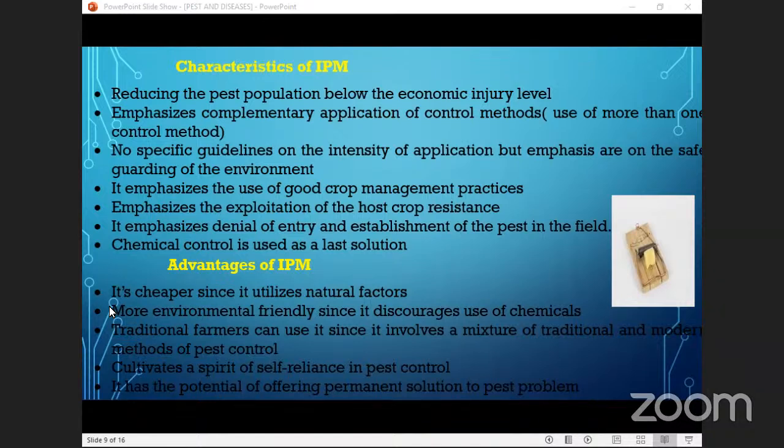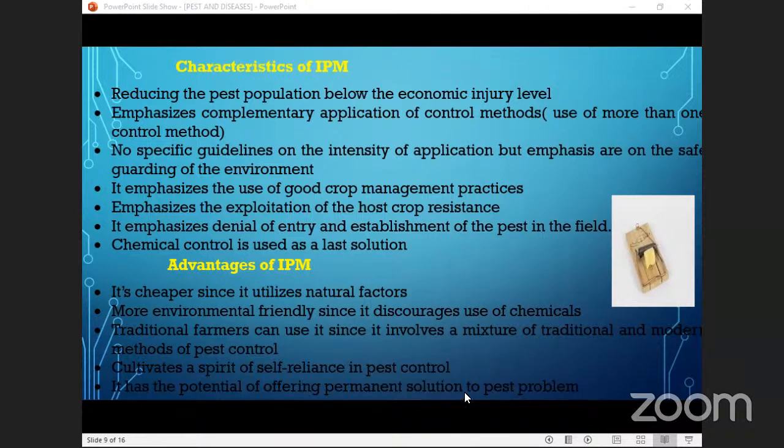Chemicals are not used, so you don't pollute our environment. Traditional farmers can use it since it involves a mixture of traditional and modern methods of pest control. It is cheap and easy to use by everybody. It doesn't involve money too much. If today you can afford a fertilizer or a herbicide, next time you may not be able to afford it. So what do you do? You practice another method.